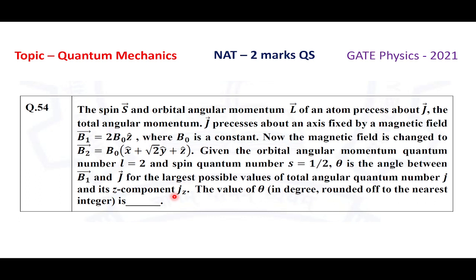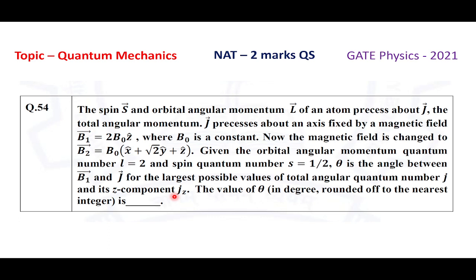If theta is the angle between B1 and J, then what is the need of B2? But that is the question. Theta is the initial angle between B1 and J. The question asks, what is the angle when B1 is changed to B2? Then your theta will change, because the magnetic field direction has been changed. But the magnitude is the same, 2B naught in both cases.